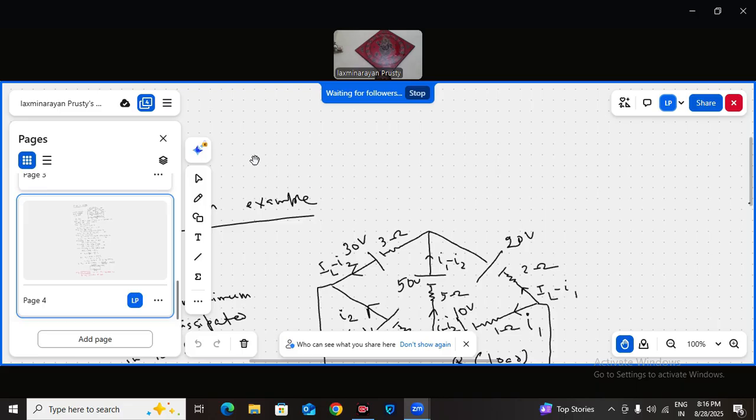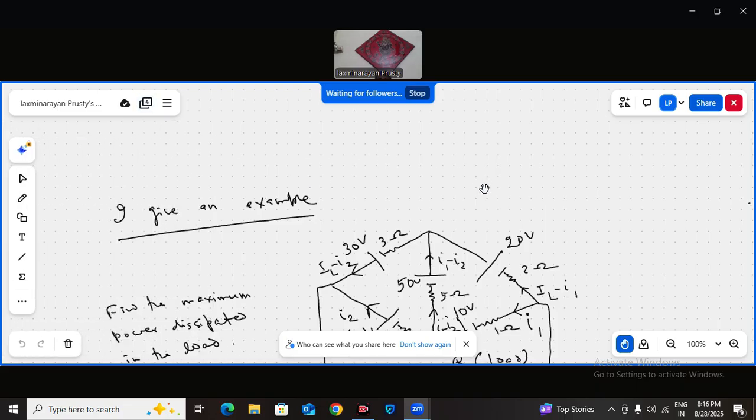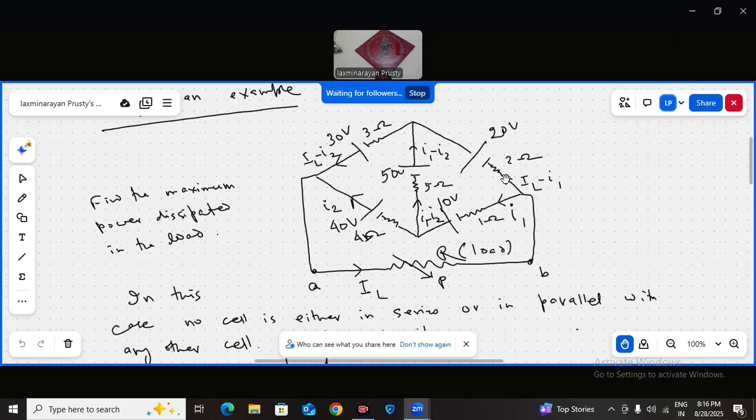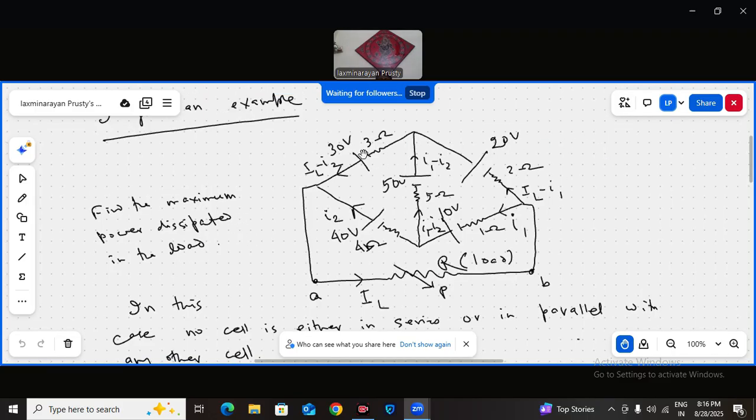Page 4. Look at this very carefully. I am giving an example. Find the maximum power dissipated in this load R in this combination.